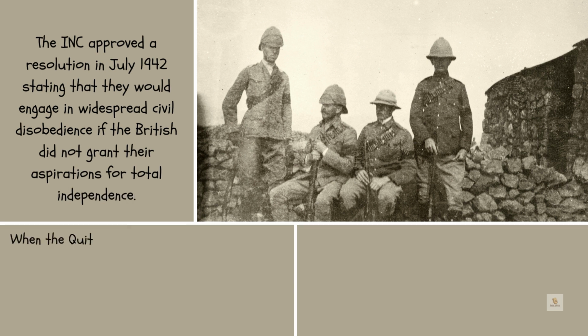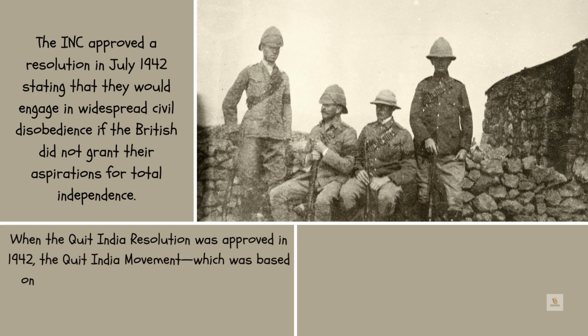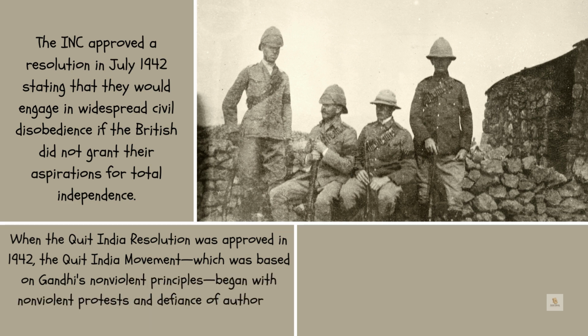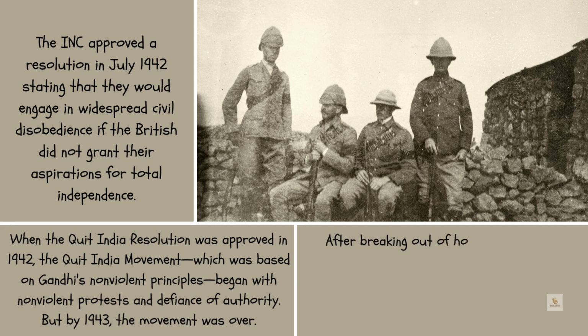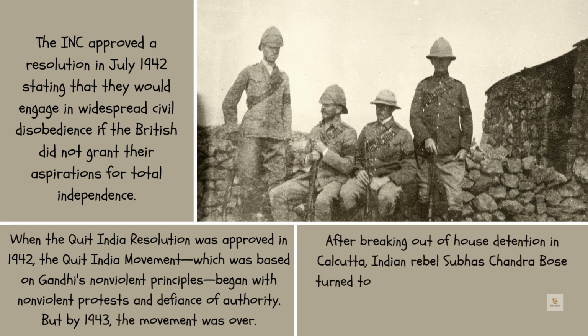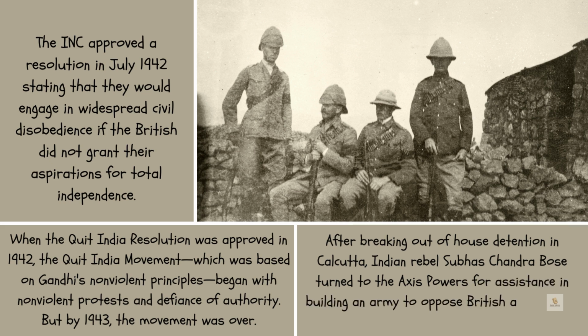When the Quit India Resolution was approved in 1942, the Quit India movement, which was based on Gandhi's non-violent principles, began with non-violent protests and defiance of authority. But by 1943, the movement was over. After breaking out of house detention in Calcutta, Indian rebel Subhas Chandra Bose turned to the Axis powers for assistance in building an army to oppose British authority in India.